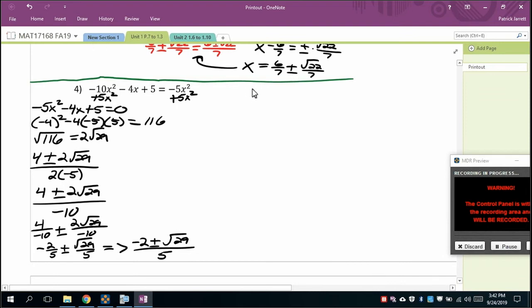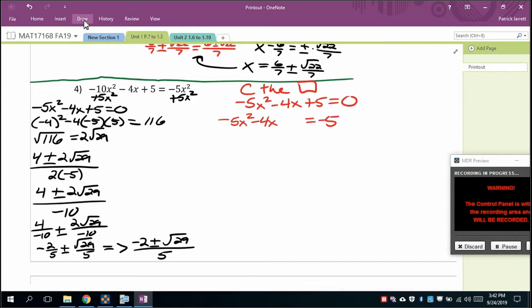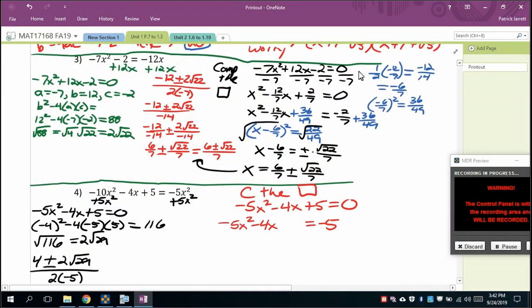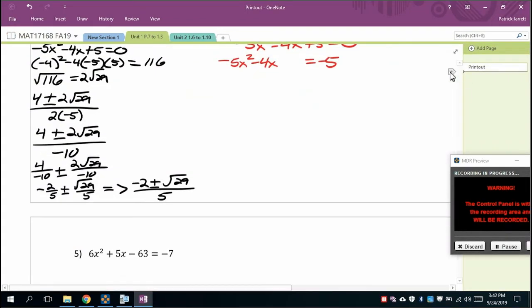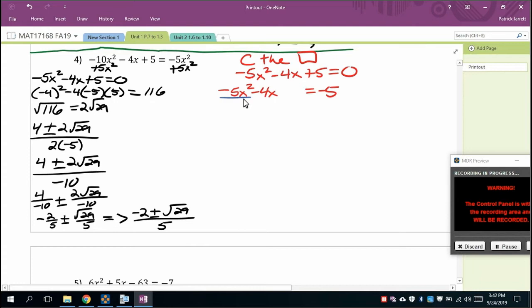So I'm going to do completing the square. We'll have negative 5x squared minus 4x plus 5 equal to 0. We're going to move that 5 over because, remember, for completing the square, variables have to be on one side, constants on the other. So that'll be negative 5. Notice here I did this a little differently in order. I could have divided everything by negative 5 first, but it all works out the same. I have to divide by negative 5.